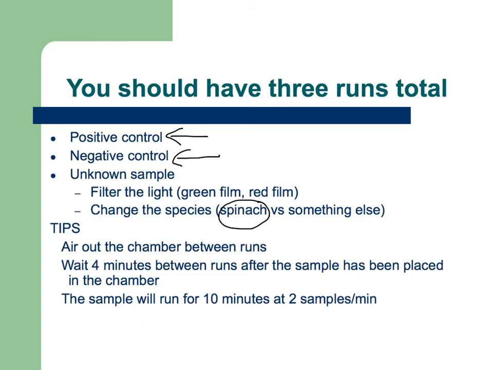Make sure that you're waiting 4 to 5 minutes between runs, and that's after the sample has been placed in the chamber. So if you're starting with respiration and you've got that chamber and you've covered it in foil, wait 4 minutes, and then you're going to press play, and that's a big thing. Make sure that you press the play button. I know a lot of people didn't do that last week. Then it's going to run for 10 minutes, and then you can take your readings.